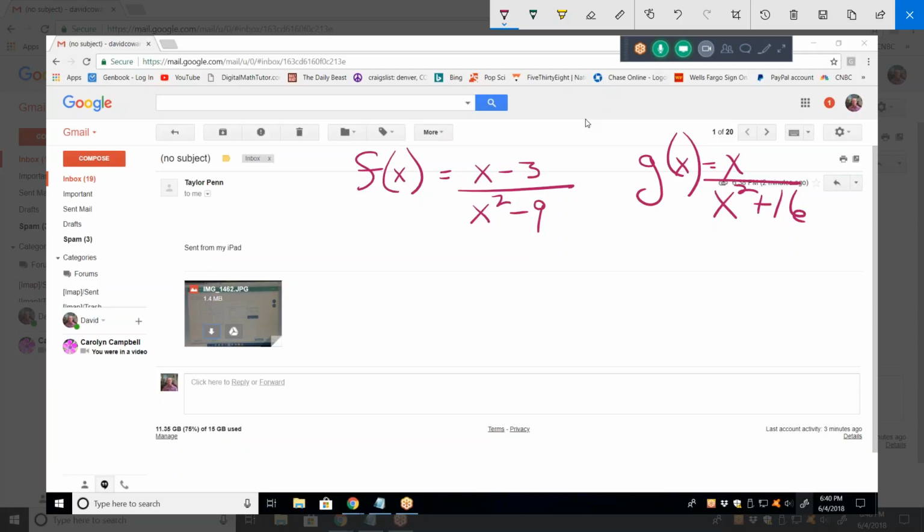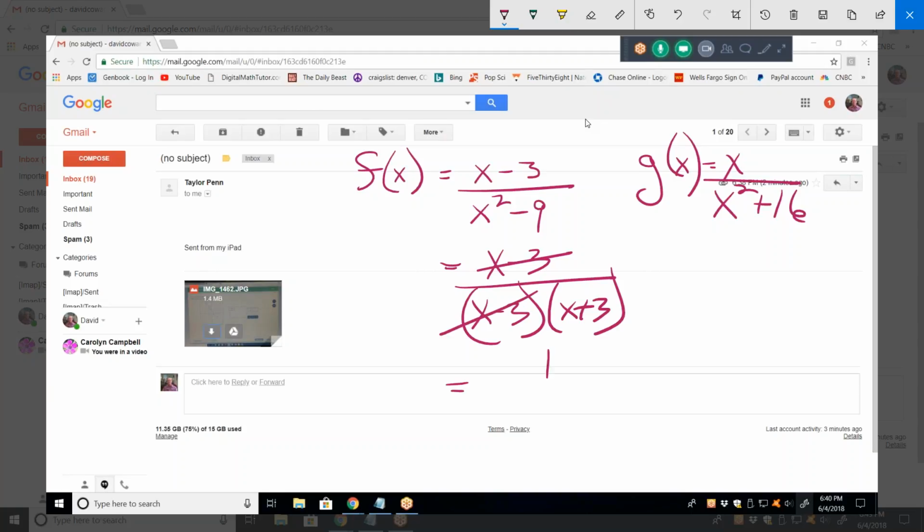Okay. Now, before we leave f of x, let's just do one thing here. If I factor the bottom, that's a difference of perfect squares. And then you can cancel that with that. And so what this function really is, is this. And it appears to change the domain. In other words, this domain is only no -3s.